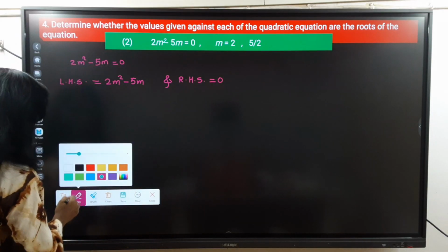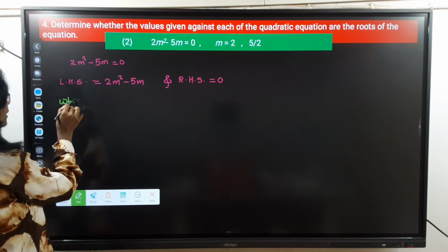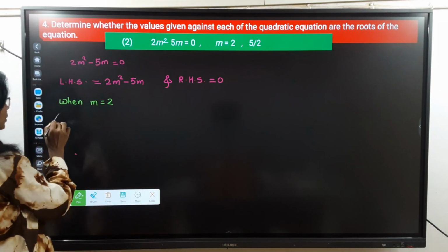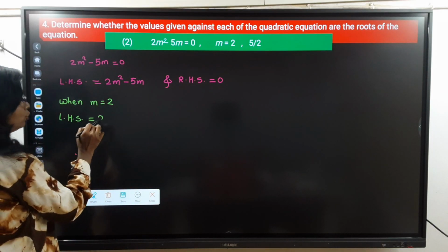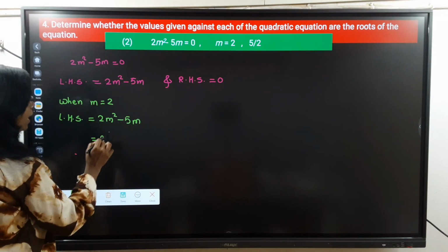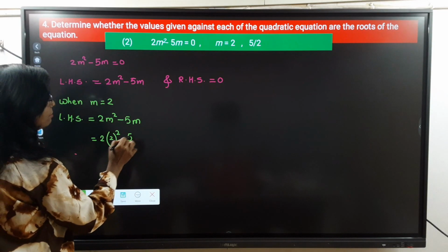Now our first root is when m is equal to 2. We write the LHS as 2m square minus 5m, then put the value 2 in m. So square of 2 minus 5 multiply 2.